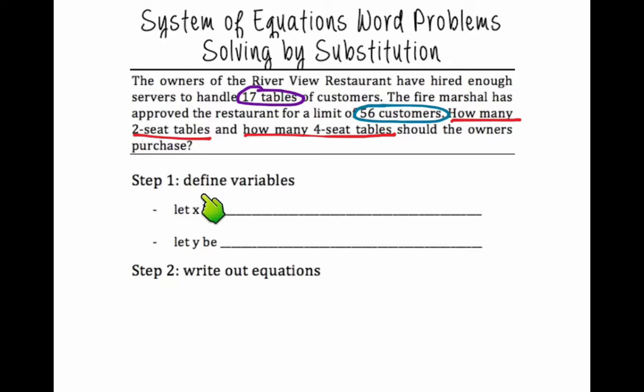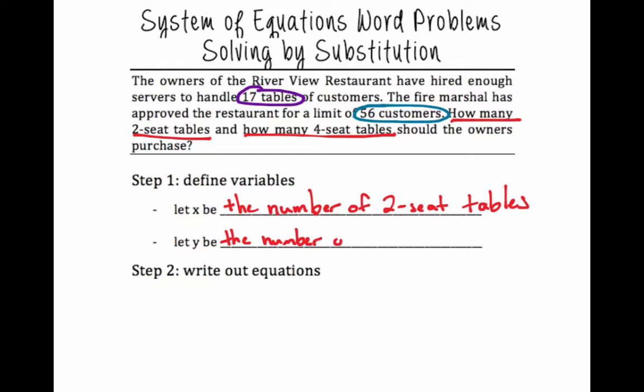So we just have to remember. Let's go ahead and use X to represent the number of 2-seat tables. And let's let Y then represent, can you guess, the number of 4-seat tables. And now that we have our variables defined, we're going to think about how we can use those. What equations can we write?